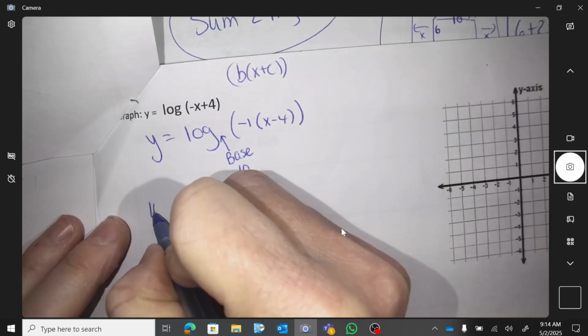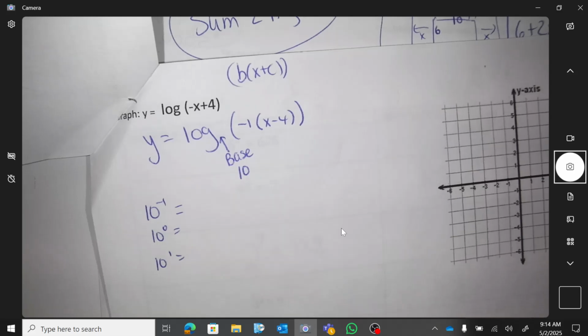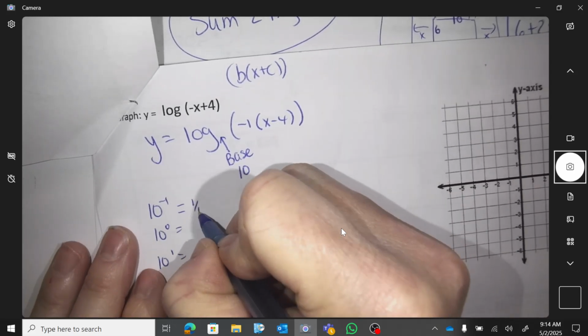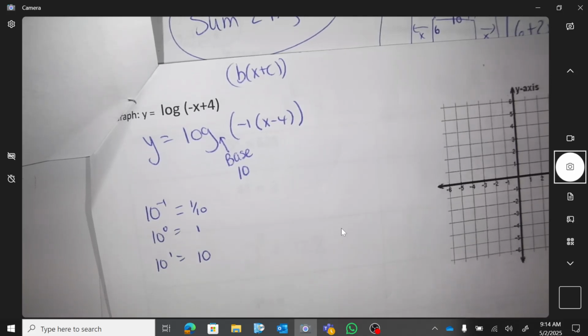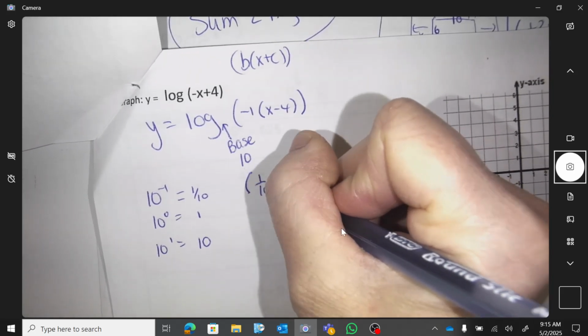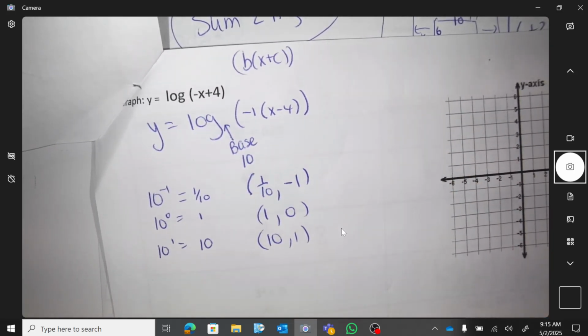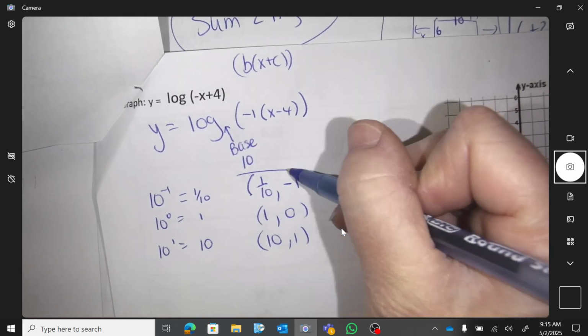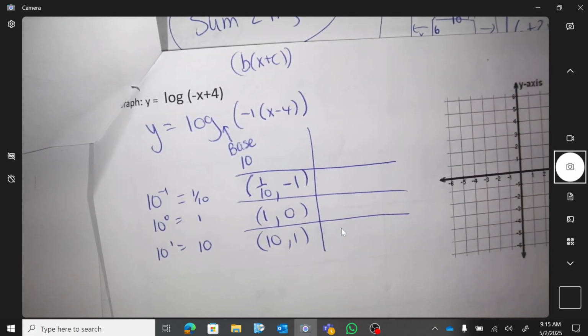So if our base is 10, I need you to rip me 3 points using a base of 10. Since this is a log, how do you write your coordinates? Results, comma, exponent. Results, comma, exponent. Those are the 3 original coordinates. Okay, we're going to transform them.